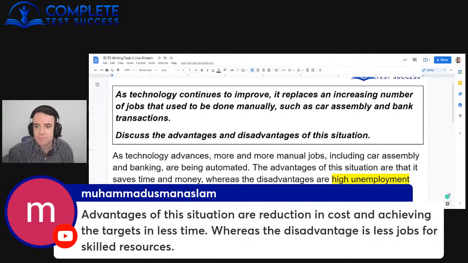Mohammed Usman Aslam: advantages of this situation are reduction in cost and achieving the targets in less time, whereas the disadvantage is fewer jobs for skilled resources. Yes, but you needed two disadvantages. So everything is fine, but you needed two.